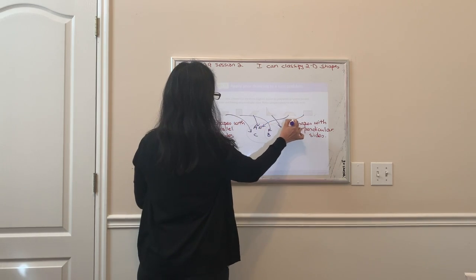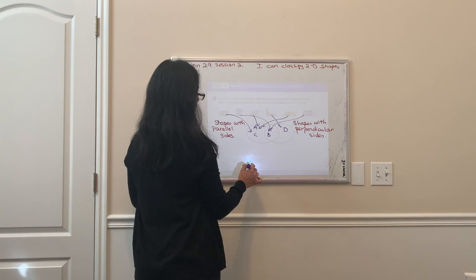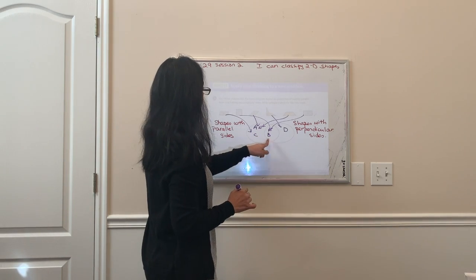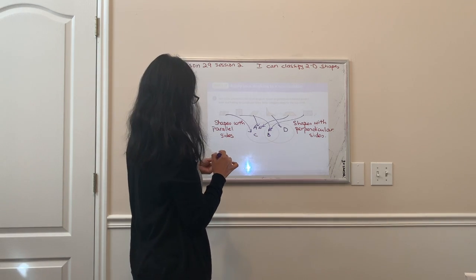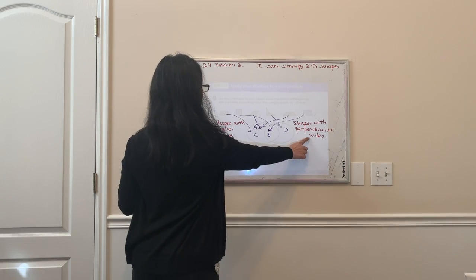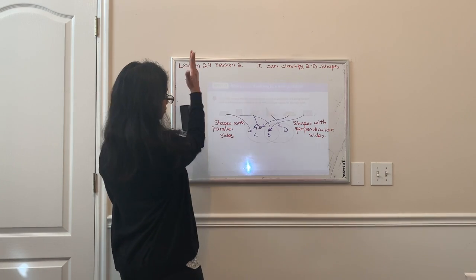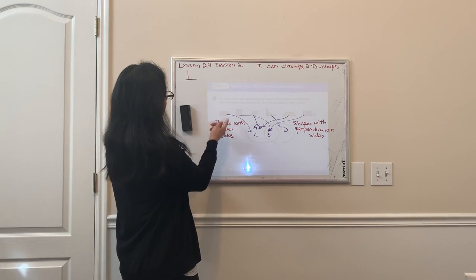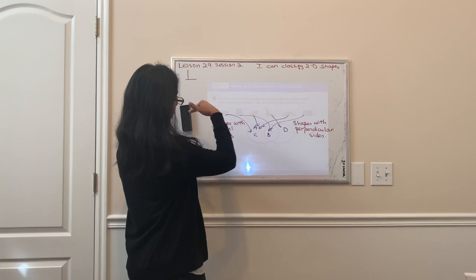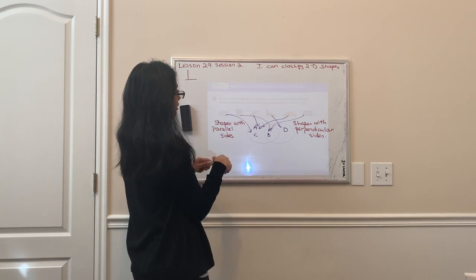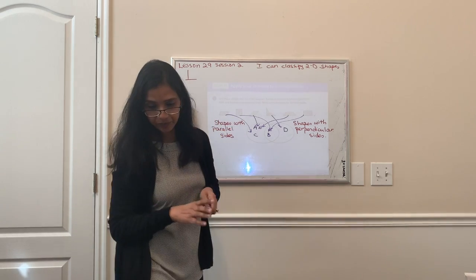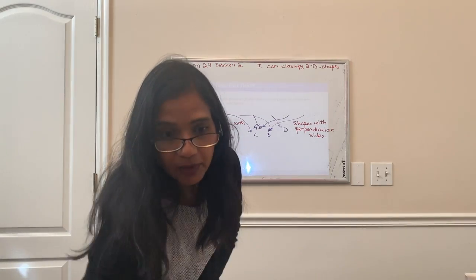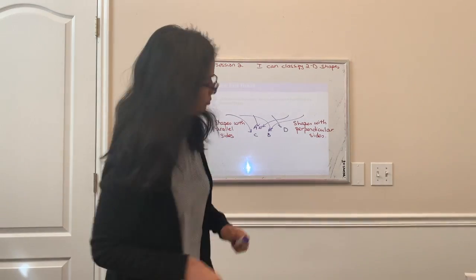Boom, boom. So F and B, they both have perpendicular sides, right? Which is sides like this, straight edges. And they both have parallel sides, right? Top and bottom, they're parallel to each other, sides are parallel to each other, okay? Number 9.